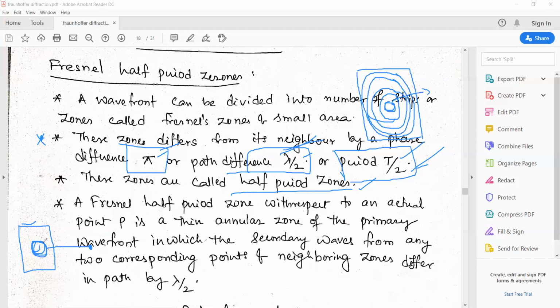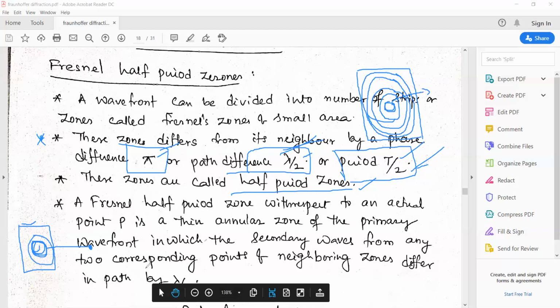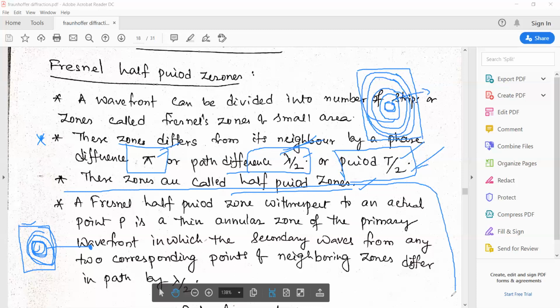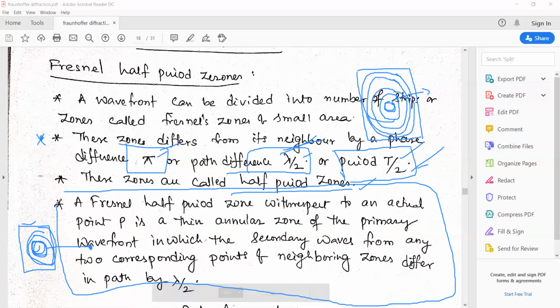So the first zone and second zone will differ by path difference lambda by 2. Similarly, the second and third zone will differ by path difference lambda by 2. So neighboring zones will differ by a path difference of lambda by 2. If they ask what is a Fresnel half-period zone, you can just write this statement: A Fresnel half-period zone is a thin annular zone of the primary wavefront in which secondary waves from any two corresponding points of neighboring zones differ by path difference lambda by 2.